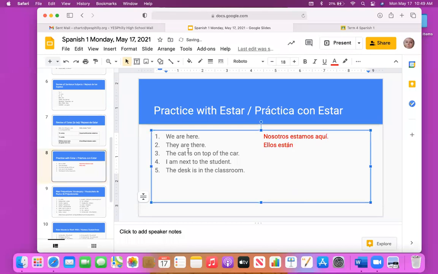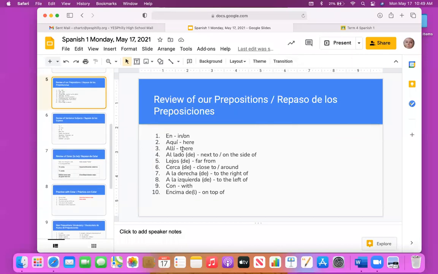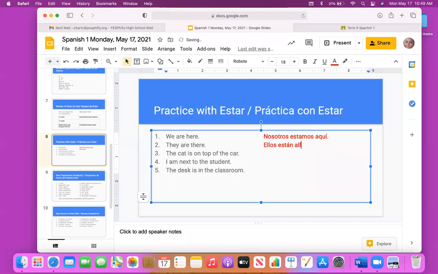And then that's the preposition that we're going to use. So let's go back here and we see allí is there. So that's what we're going to add. Doing these sentences is kind of like an equation. You just kind of put it all together.